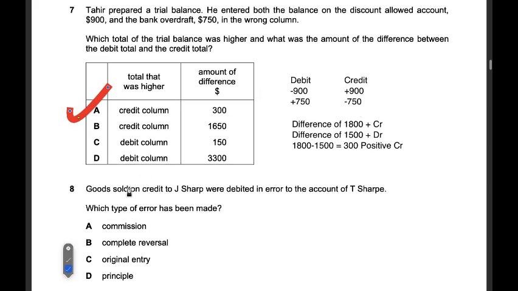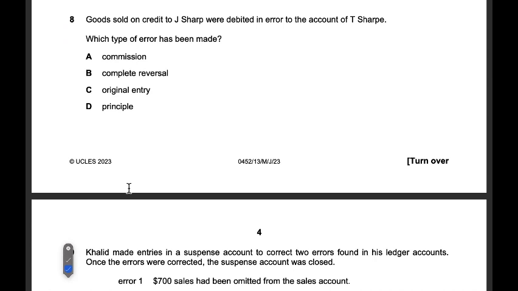correct answer. Question 8. Goods sold on credit to J Sharp were debited in error to the account of T Sharp. Which type of error has been made? A. Commission. B. Complete reversal. In complete reversal, the entries would have been reversed. This is wrong. Original entry is also wrong because there are no amounts involved. Principal is also wrong because both are credit customers. Only the account is wrong. The class and the side are right. Hence, making option A the correct answer.